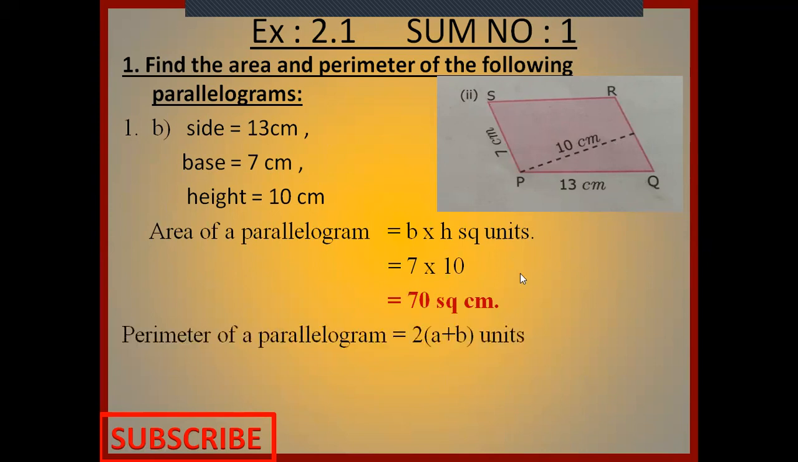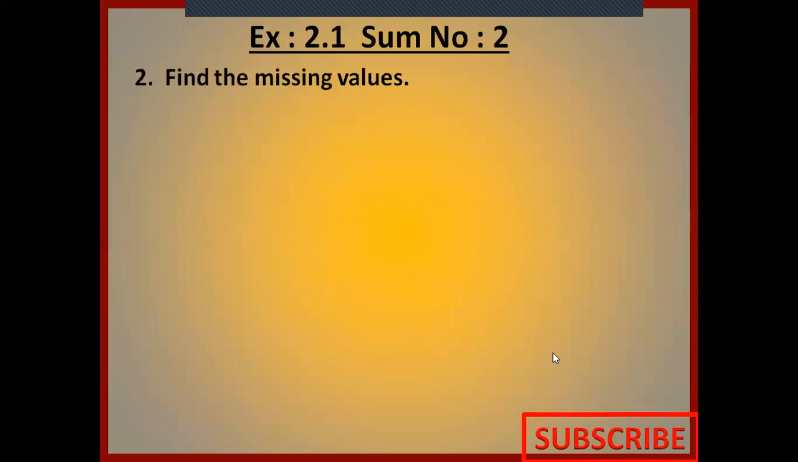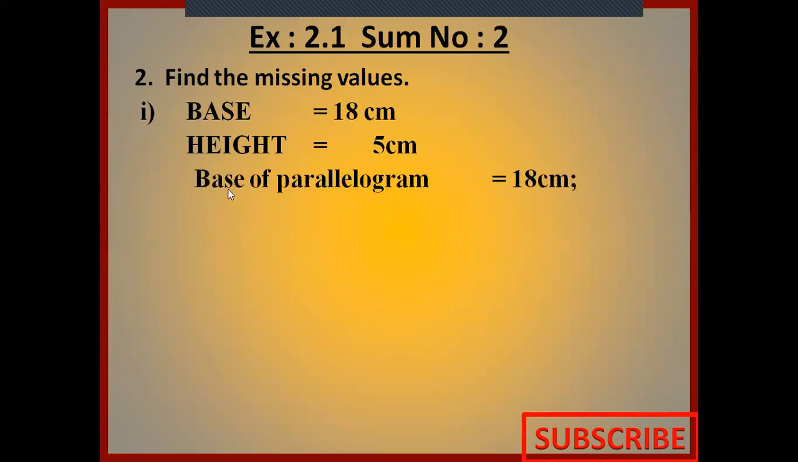Perimeter of a parallelogram is equal to 2 into (a plus b). So 2 into (13 plus 7). So you get 2 into 20, which is 40 centimeters. Now we are going to find the missing values. Base and height are given. When the base and height are given, of course, the missing value should be the area or the perimeter. So let's find the area of the parallelogram.